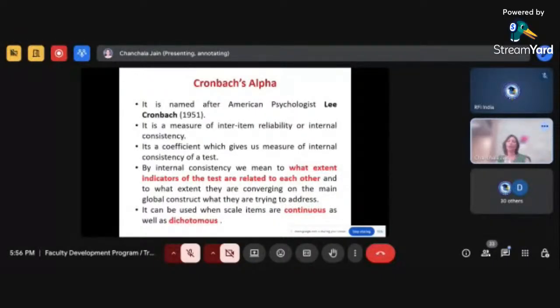Cronbach alpha measurement can be applied on the Likert scale questions also, can be applied on the continuous type of variables also, and can be used for the dichotomous scale variables also, right? So whether you are having the continuous scale or continuous variable, whether your variable is dichotomous, whether your statements are on the Likert scale, for all kinds of things we can go and check the Cronbach alpha value, right?